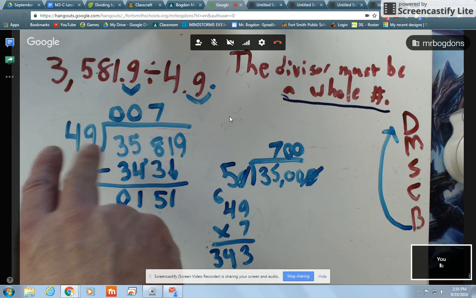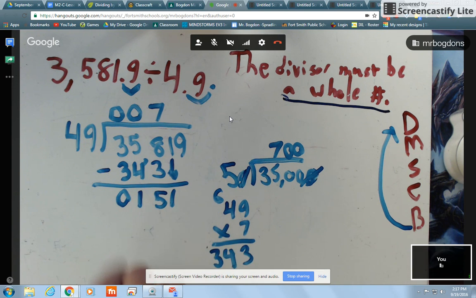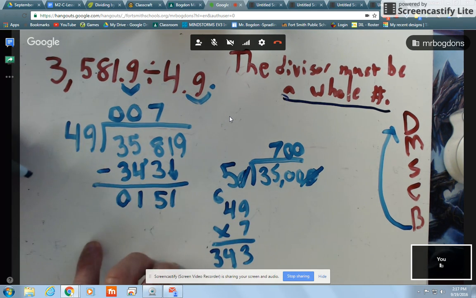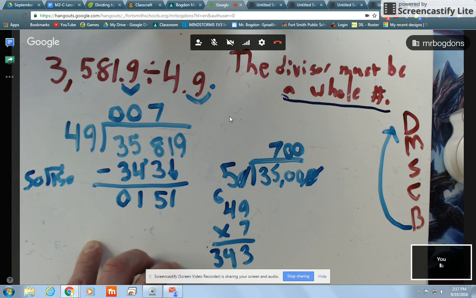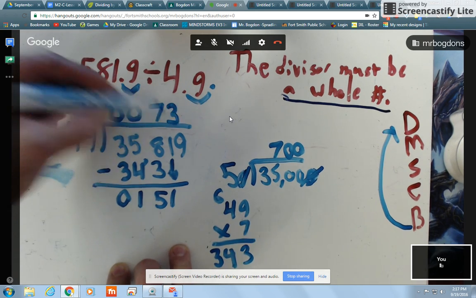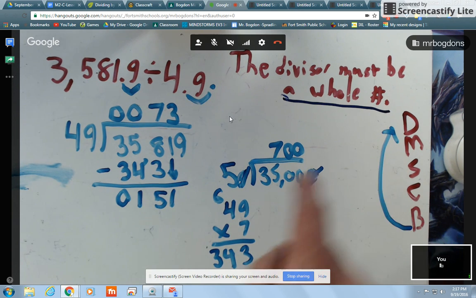So remember, we thought that 49 is closer to 50, right? How many times will 5 go into 15? 3 times. How many times will 50 go into 150? 3 times. So I'm going to estimate 3. That was my dividing. Now I'm on the multiplying.